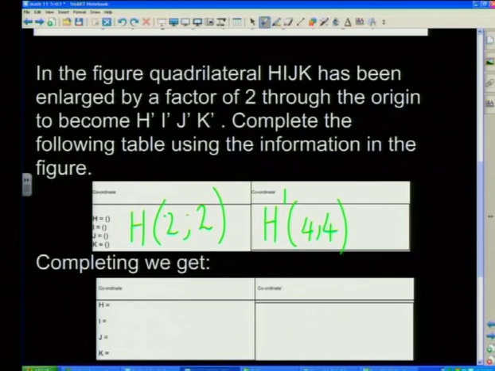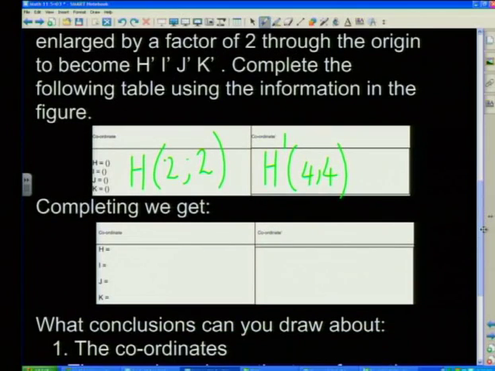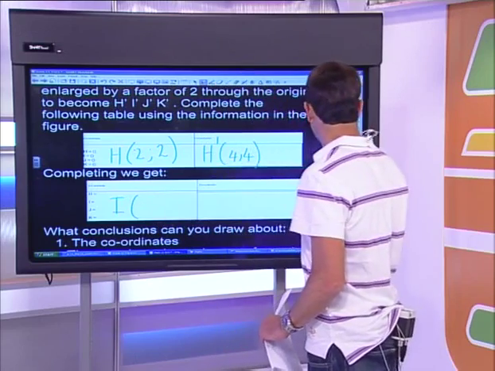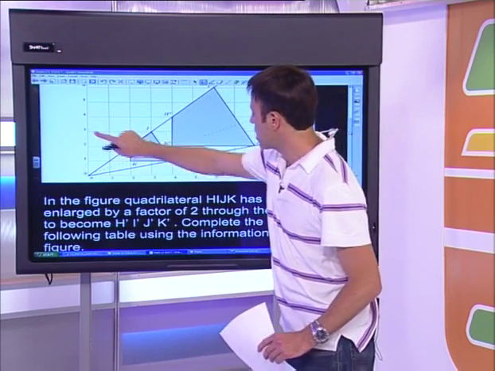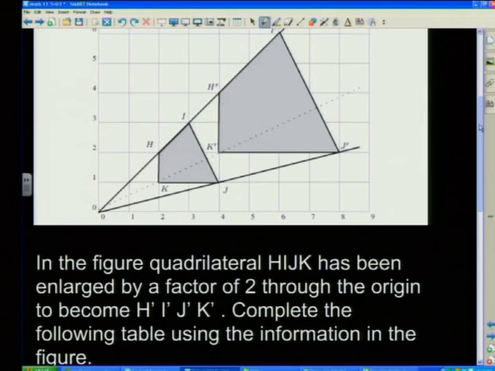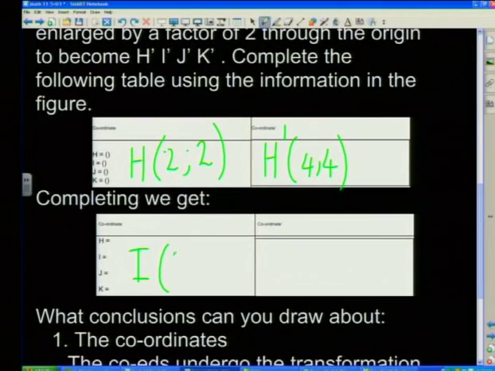Let's just talk about one more. Let's talk about I. So what are the coordinates of I? If you think about I's coordinates, it's 3, 3. And what is I prime? It's 6, 6. So I hope you can start seeing the pattern here. I is 3, 3.